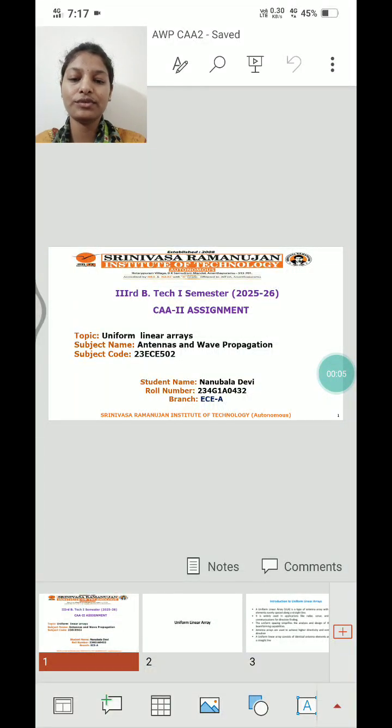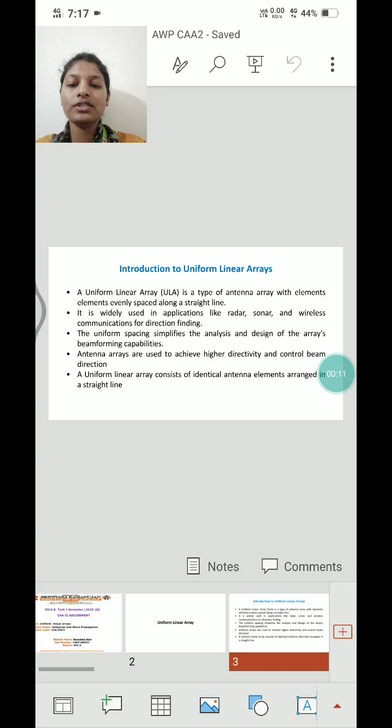My roll number is 234310432, and today my topic is uniform linear arrays. First, introduction to uniform linear arrays. A uniform linear array is a type of antenna array with elements evenly spaced along a straight line. It is widely used in applications like radar, sonar, and wireless communication for direction finding.